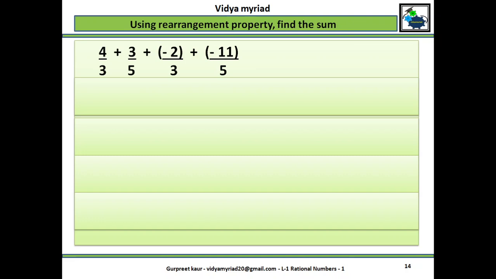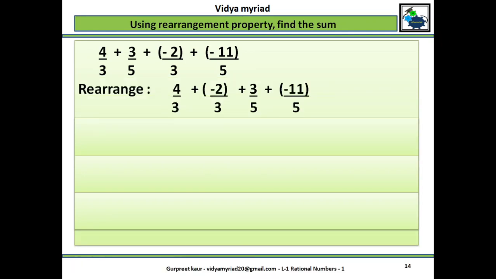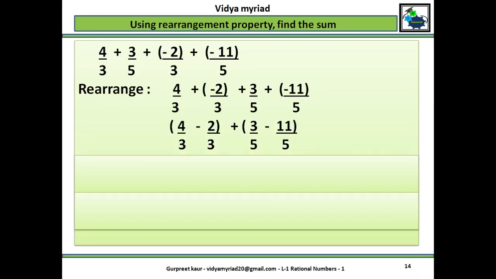Now here in this question, if you look at the denominators, you have 3 and 3 and 5 and 5. So I will rearrange it: 4 upon 3 plus minus 2 upon 3 plus 3 upon 5 plus minus 11 upon 5. So what I have done is, the denominator 3 terms I have brought to the first side and the 5s I have brought together.